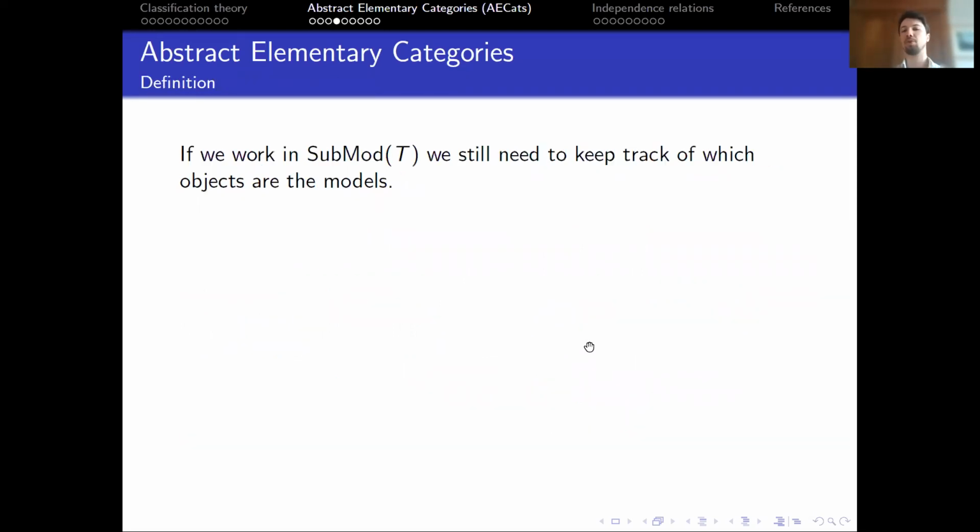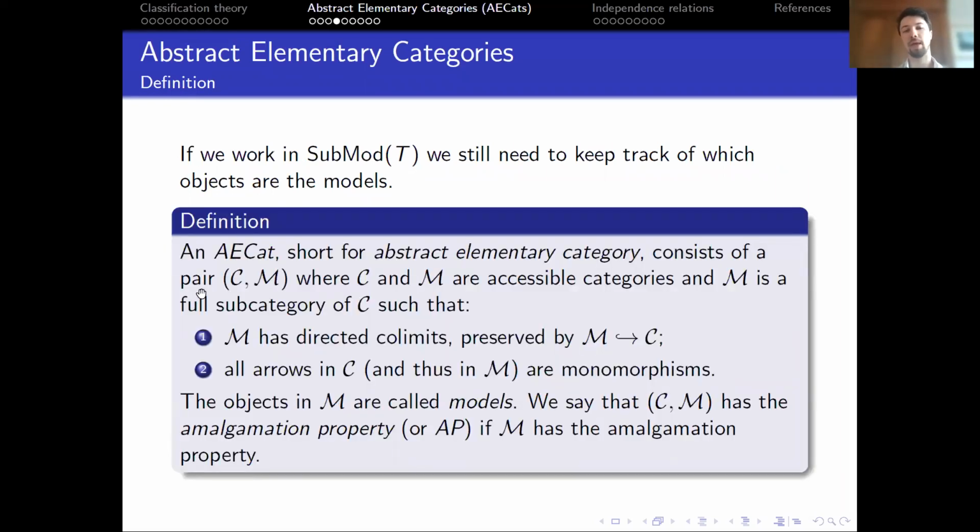If we want to work in a category of subsets of models, we still need to keep track of which objects are considered to be models. This is important model theoretic information, and that inspires the definition of an AE cat, or abstract elementary category. We take a pair (C, M), which are both accessible categories, and M is a full subcategory of C, such that M has directed colimits, and these are preserved by the inclusion functor, and all arrows in C, and thus also in M, are monomorphisms. We call the objects in M the models.